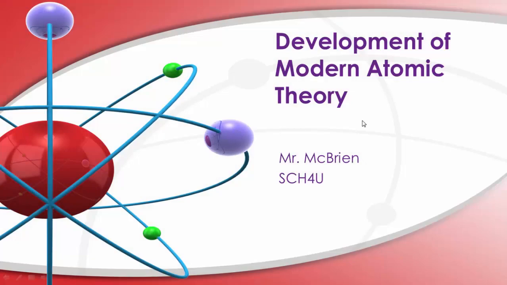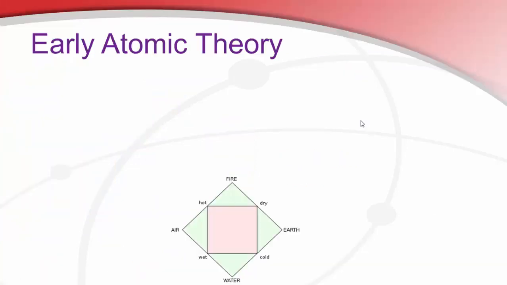I'm Mr. McBrien. This is SCH4U, Development of Modern Atomic Theory. Really where we should start, at least briefly, is to talk about the early models of what matter is.